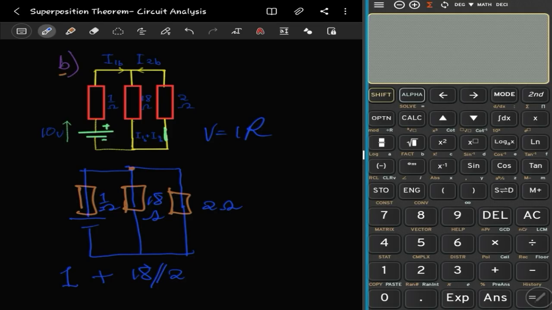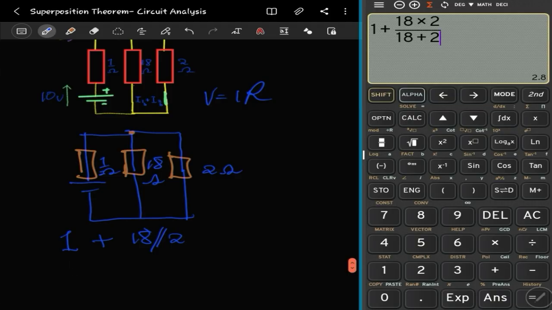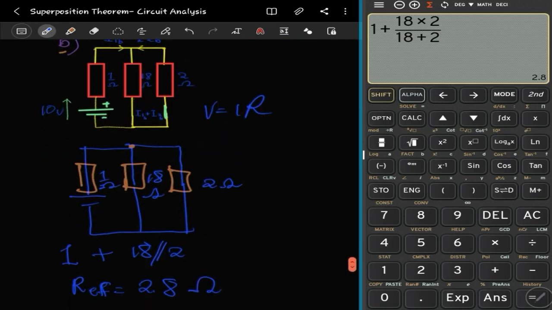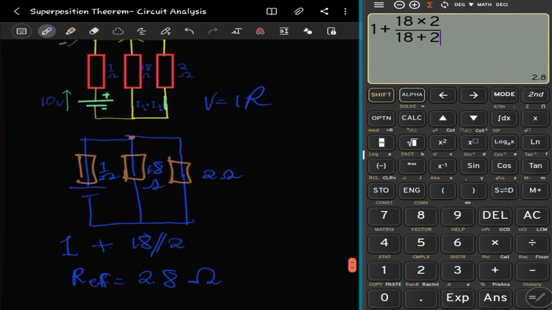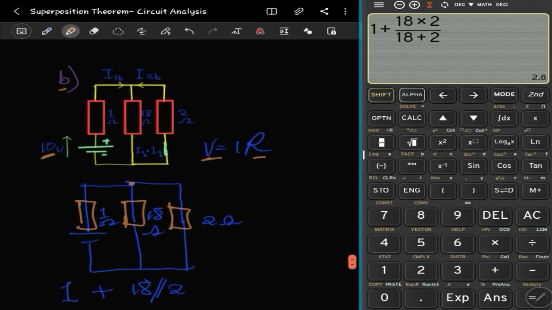That will give us 1 plus, once there are two resistors in parallel, product over sum. And that gives us an effective resistance of 2.8 ohms. I went through this very fast because we've done it already and discussed it already. Now that we have our resistance and our voltage, we can find the current.